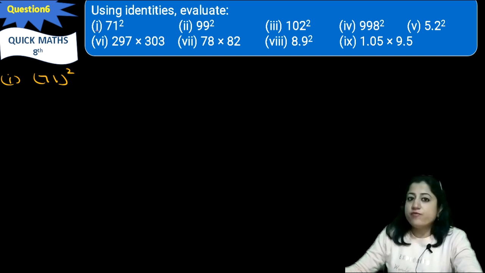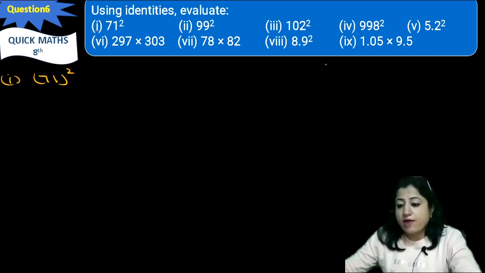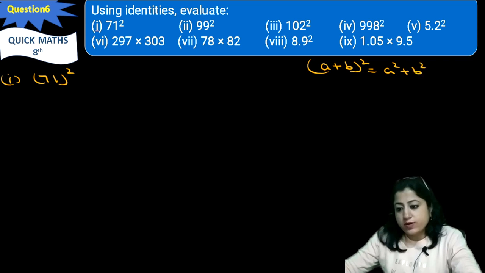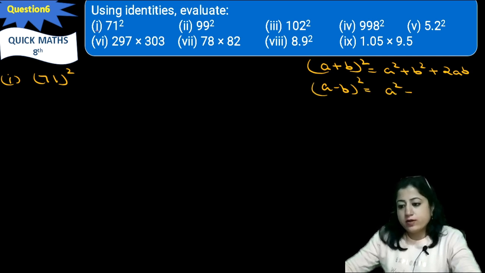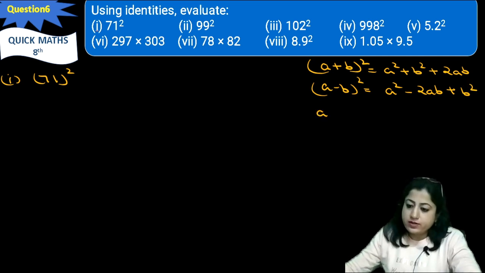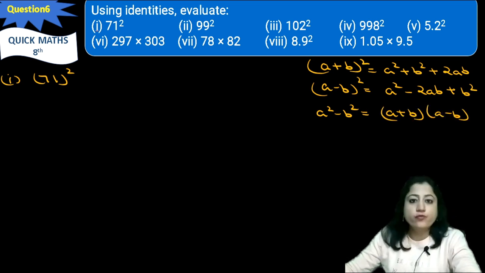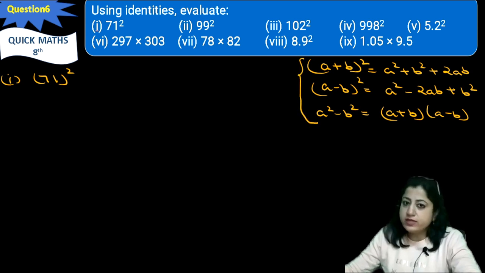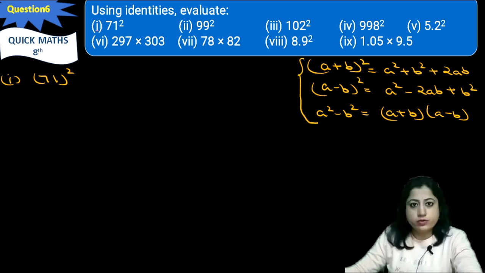Now, if we want to use the identity, then we have identities like (a plus b) whole square. This is the first identity: a square plus b square plus 2ab. The second identity is (a minus b) whole square, which is a square minus 2ab plus b square, and the third one is a square minus b square, which will be equal to (a plus b)(a minus b). So out of 4 identities, here we will utilize these 3 identities according to the situation.